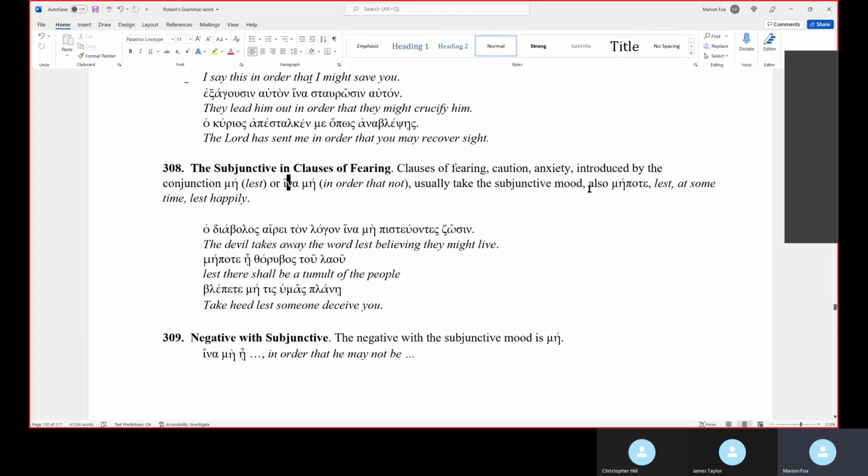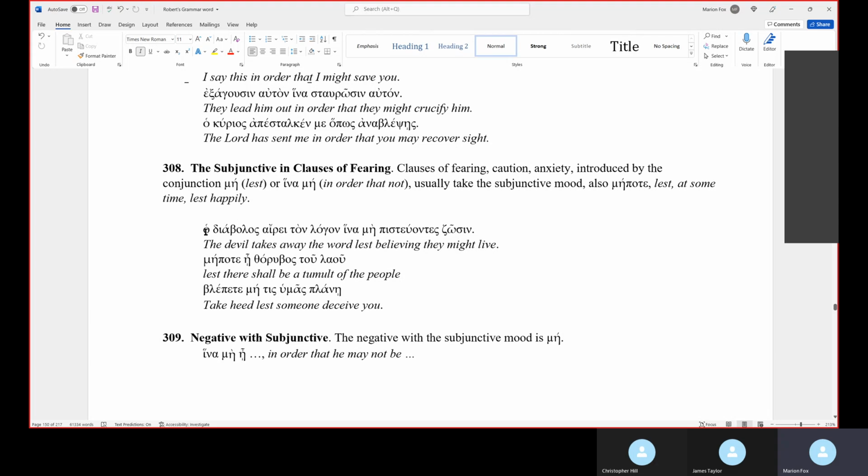Or also mē pote, lest at some time, lest happily. So we've introduced another word for us here. We have mē, hina mē, or mē pote. These three here, and they can introduce clauses of fearing, which would be caution or anxiety. Anxiety and fear kind of overlap one another. Caution could be as well. Any questions? Right. Here's an example: lest, mē, or at some time, or lest happily.